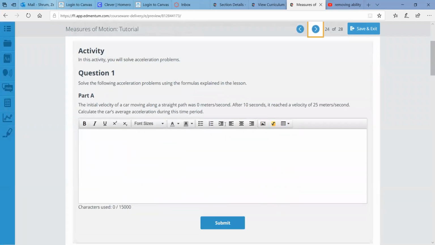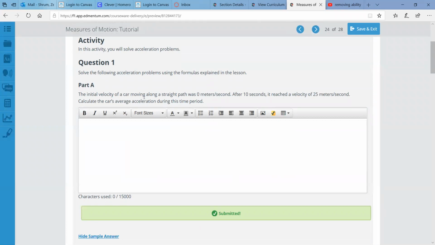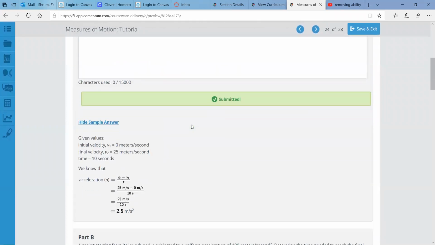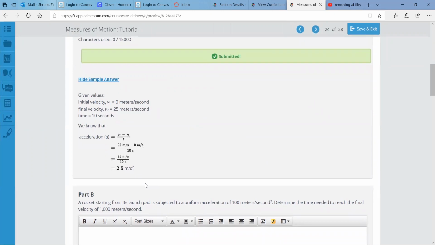Then we're given more examples. Initial velocity 0, and final velocity is 25 meters per second. All that takes place in 10 seconds. Just plug in to this equation, and you wind up with 2.5 meters per second squared.